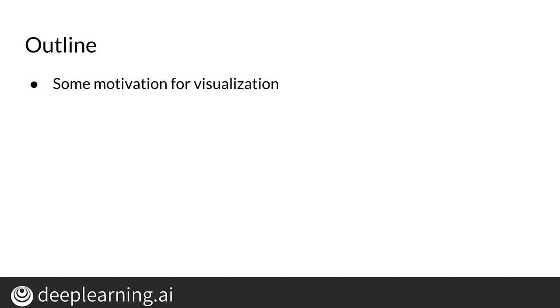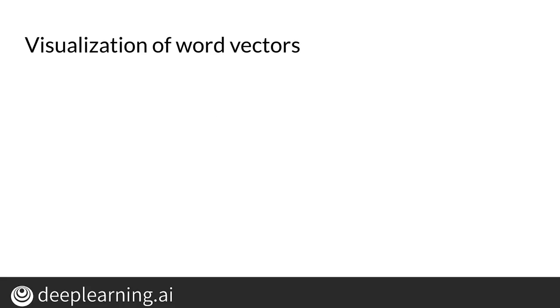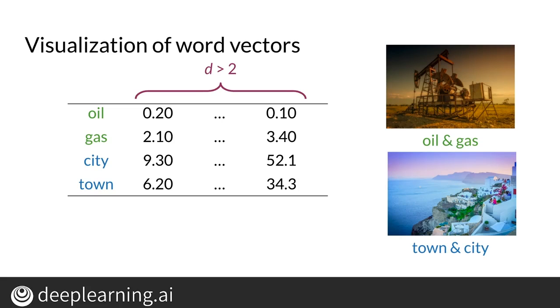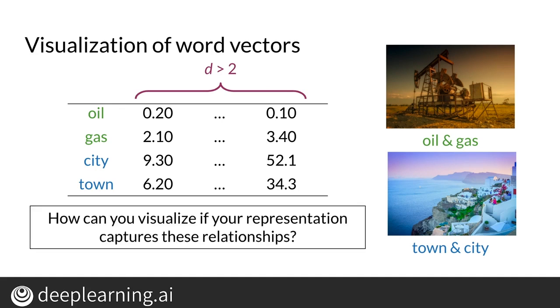To get started, I'll give you some intuition on the motivation for visualizing vector representation of words, and you'll see for yourself what principal component analysis does and how it is used for dimensionality reduction. Imagine you have the following representation for your words in a vector space. In this scenario, your vector space dimension is higher than 2. You know that the words oil and gas and city and town are related, and you want to see if that relationship is captured by the representation of your words. So, how could you visualize your words in order to see this and other possible relationships?